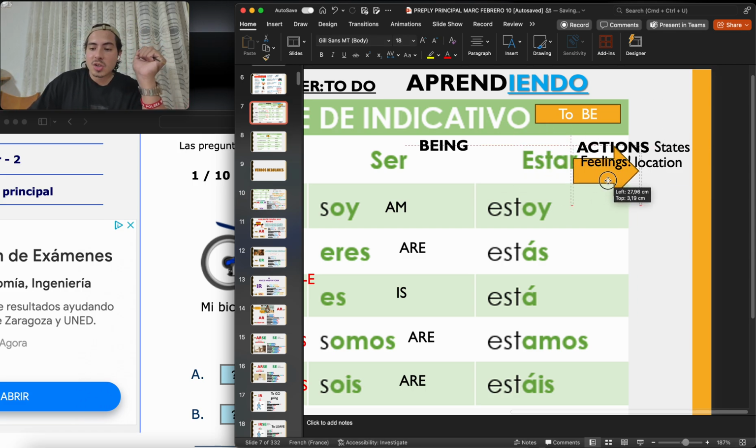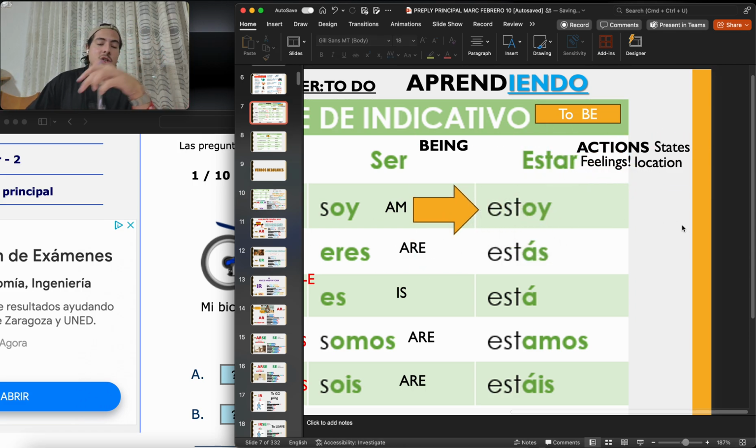Then we have location, right? So location is really simple. If you are in some place, you would say estoy. So estoy en España, estoy en Barcelona, estoy aquí, I am here, right? Honestly, it doesn't really matter which place you are, it's always estoy.